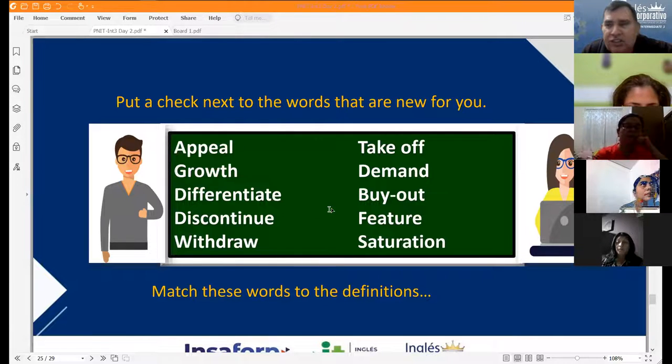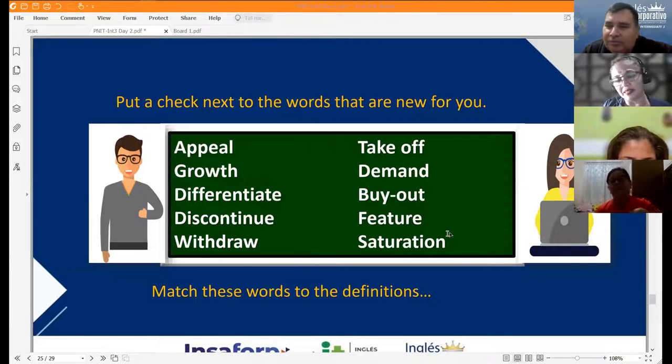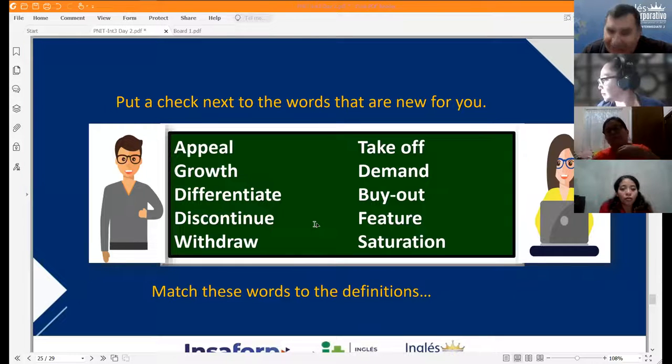Now, differentiate, what's differentiate? It's the specific characteristic of a product when you compare it to the other product, the particular characteristic that makes one different from the other. Okay. Yeah, that's right. What about to discontinue? What is to discontinue? When the product stops being produced in the market. Correct. Yes.